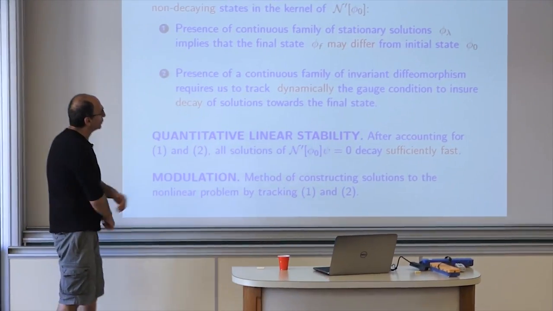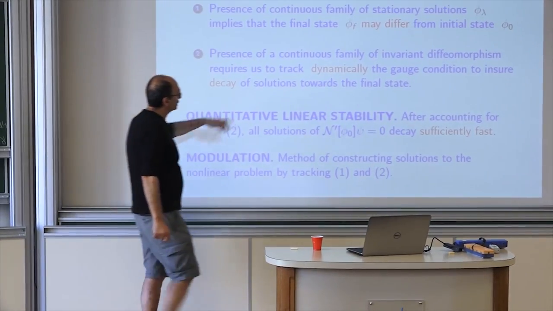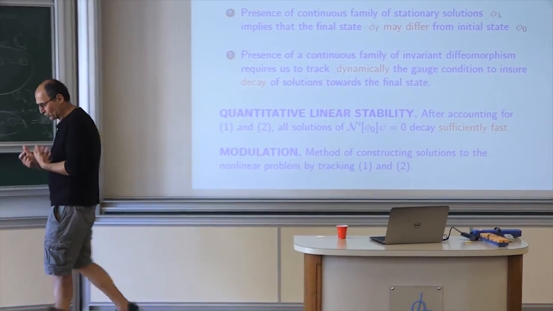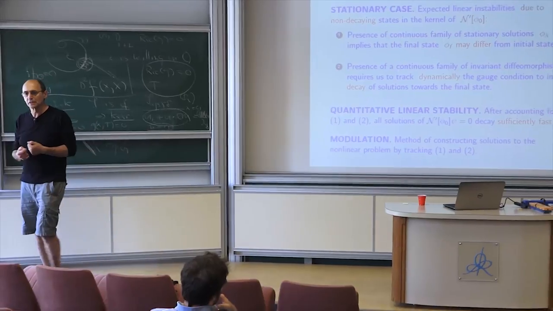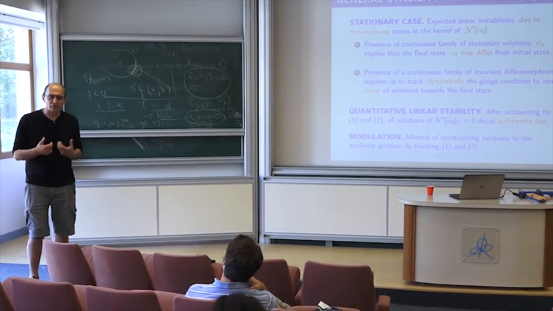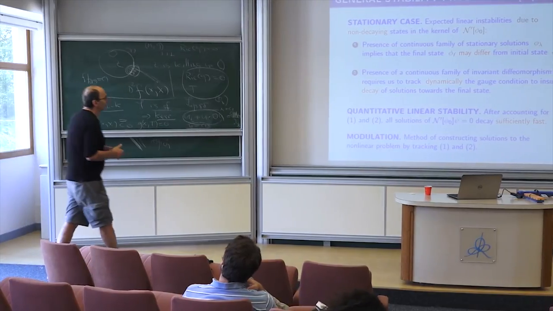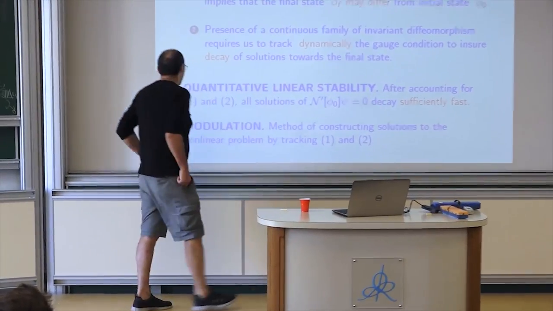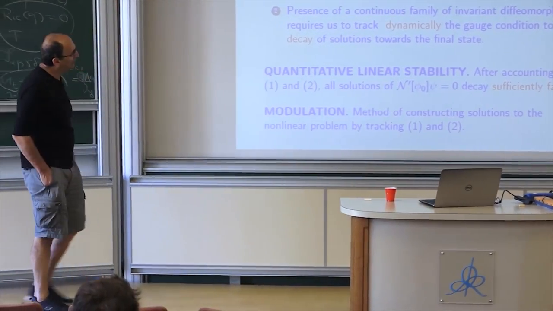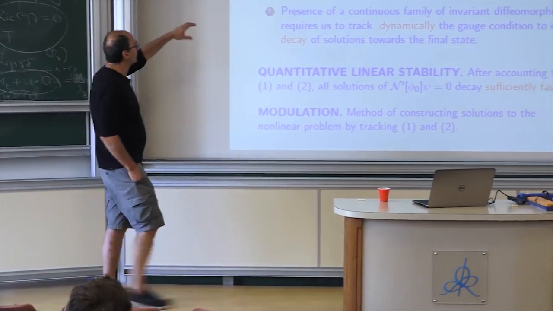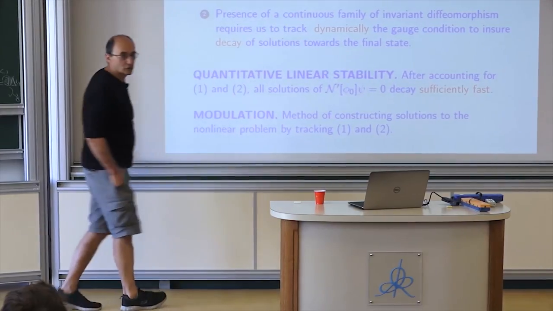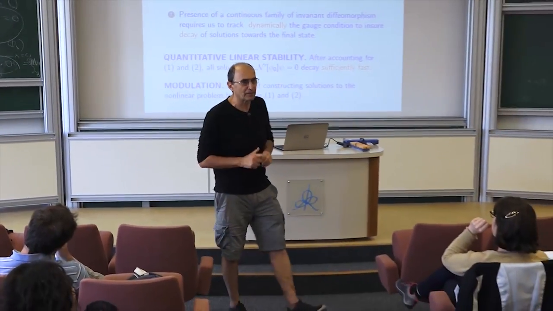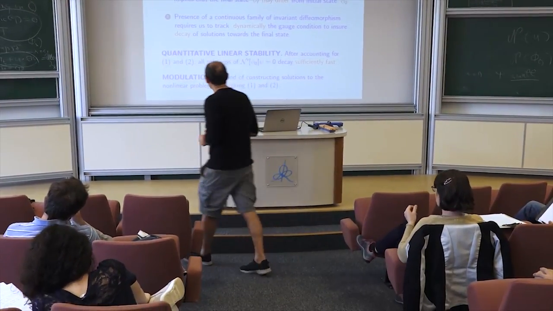The presence of a continuous family of invariant diffeomorphisms requires us to track dynamically the gauge condition. So now you have another difficulty, which is that to solve the actual nonlinear problem, you have to track the diffeomorphisms, which is sort of a problem of center of mass frame. You have to find the correct center of mass frame in which the solutions do actually converge towards the final state. So that's the second one. This kind of thing here is called modulation theory. Modulation theory is understood relatively well in very simplified, much simpler problems, but in general relativity, of course, it is certainly much less understood.